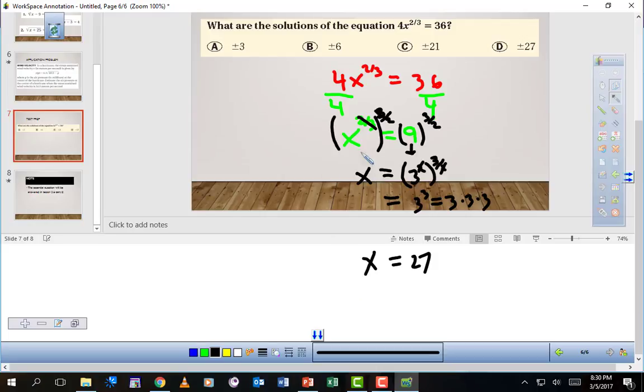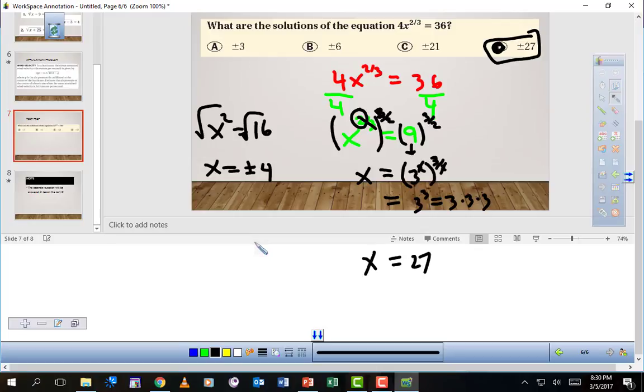And remember also, when we have a square sitting right here, like if we had x squared equal to 16, when we take the square root here and the square root here, we end up getting plus or minus. We get x is equal to plus or minus 4. And that's why we have the plus or minus up here for answer D.